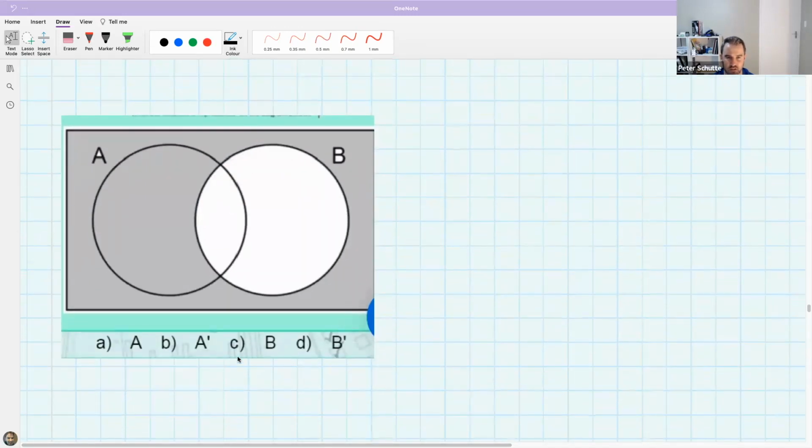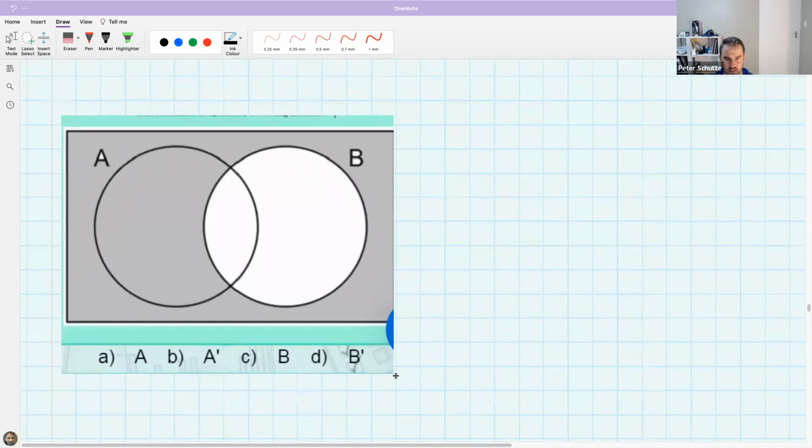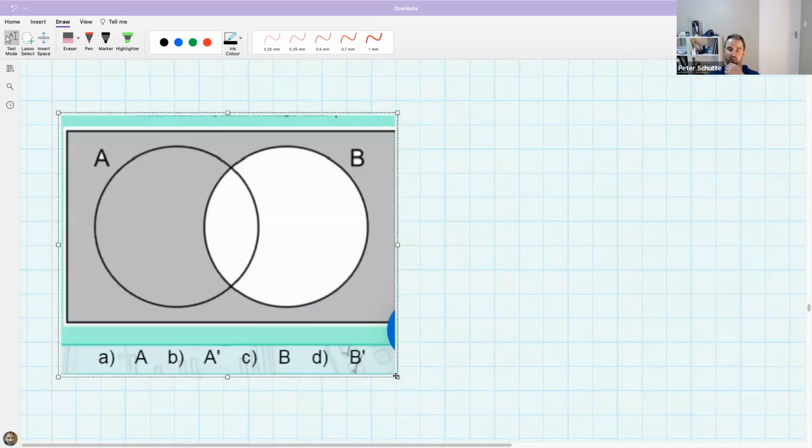What about this one? Now it's the gray stuff that you want to describe. What would describe that region there?